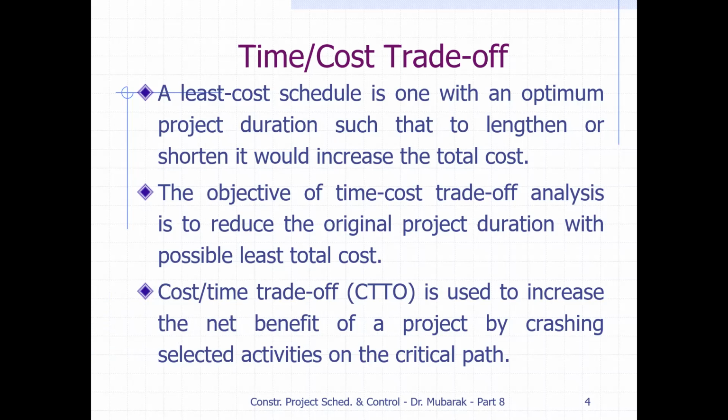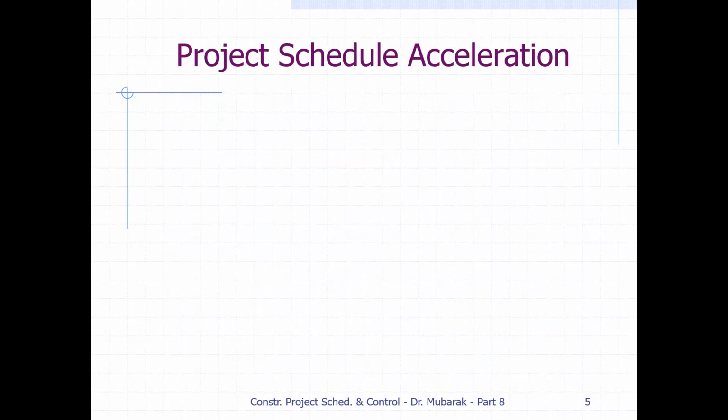So you see, if we want to reduce the project duration, it means we must reduce the duration on the critical path. Okay, we must reduce the project duration on the critical path. So then we can shorten the project duration. We will see, as we proceed further, we'll go into detail.